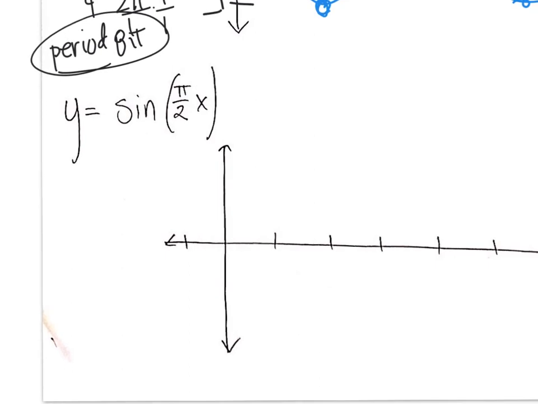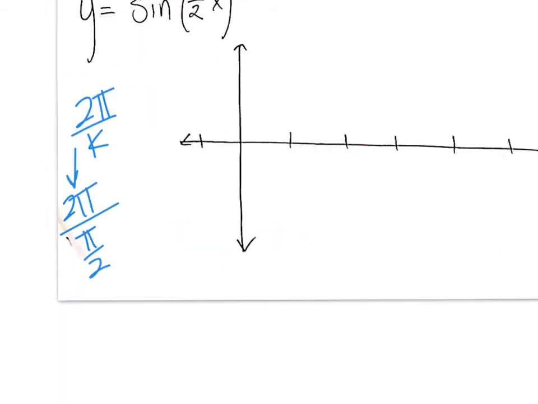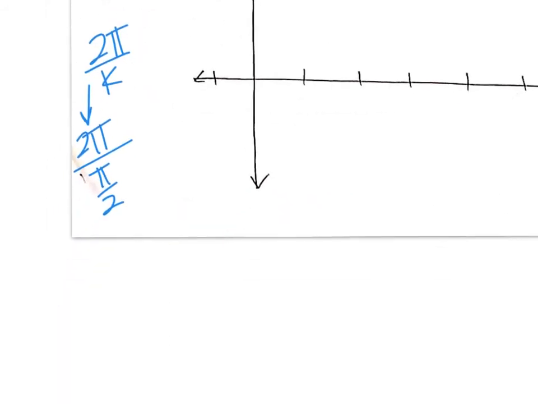Now here we have something that's a little strange. So what did we say? 2 pi over k equals the period, right? So 2 pi over 2, dividing by a fraction, same as multiplying by the reciprocal. Don't worry, we got this. 2 pi over 1 times 2 over pi. So this is kind of cool. By this point you might be hating pi.